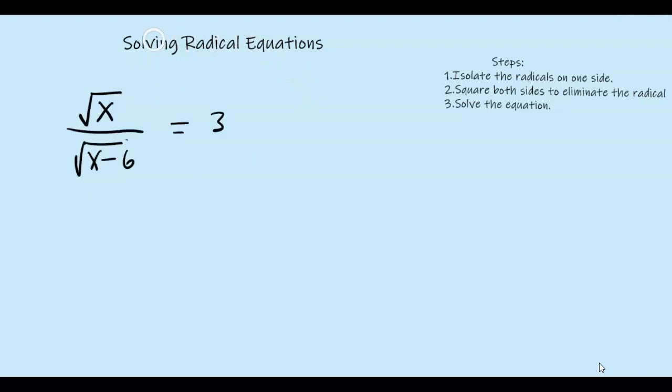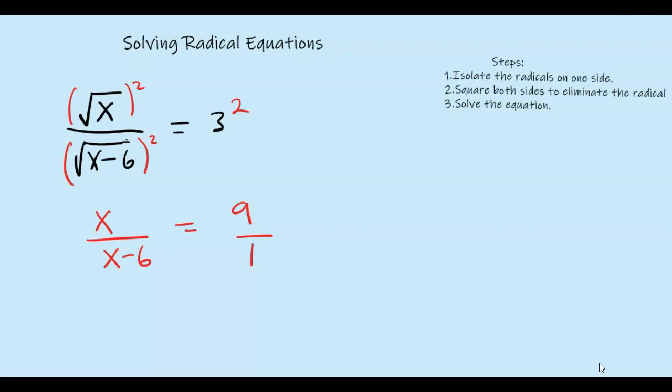Okay, so we have been asked to solve this radical equation. We have a radical up and down. The first step, we have to isolate. It's already isolated, so we'll move on to our second step. We'll square both sides to eliminate the radical. So we will square here, and square here. When we square, the square root goes away. 3 squared is 9. Every number is over 1, so we can put 1 over here.